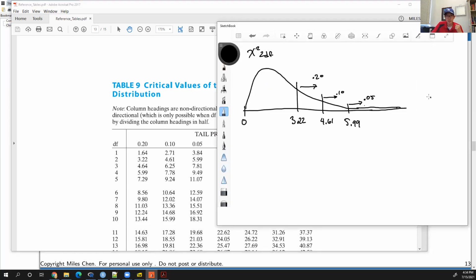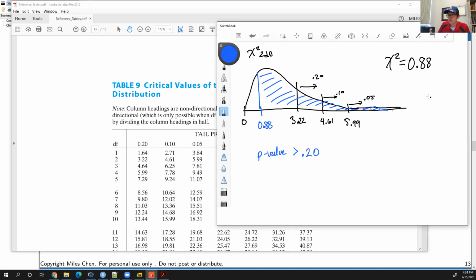But anyway, our chi-squared value is 0.88. If I were to draw a line at 0.88 and shade everything to the right of it, we're going to have a huge p-value. I don't know the exact p-value, but whatever it is, it's going to be quite big. It's certainly going to be bigger than 20%.